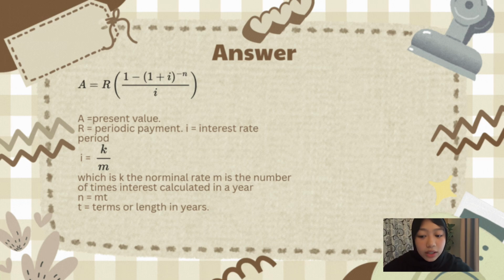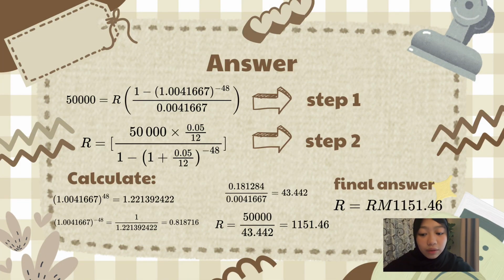The variable n is equal to m multiplied by t, where t is the term or length of time in years. So we list the values as follows. A equals 50,000 ringgit. R is unknown because we want to find the value of R. I equals 0.05 divided by 12. N equals 48. Next, we substitute all the values into the formula.